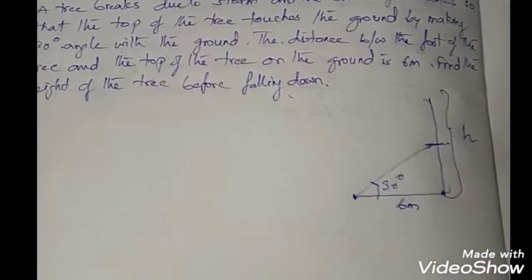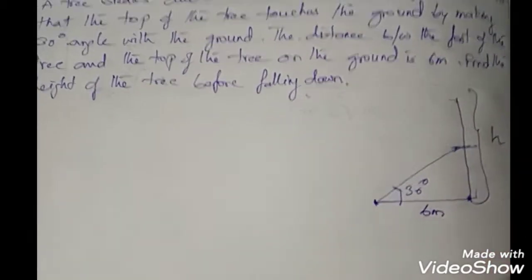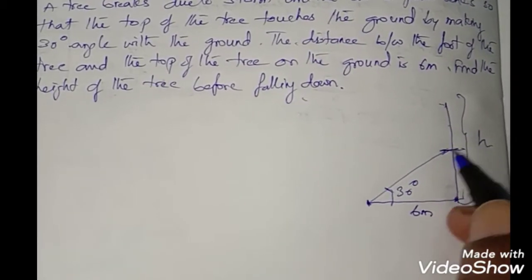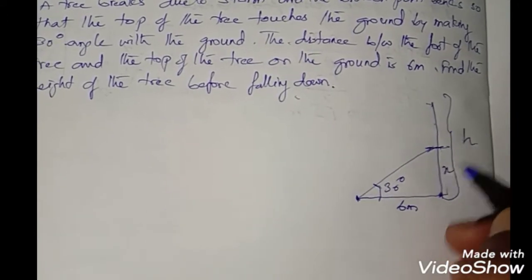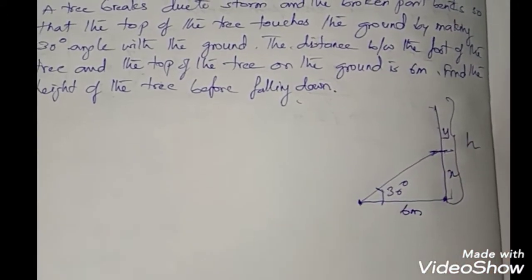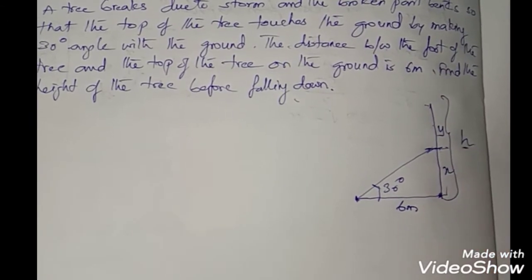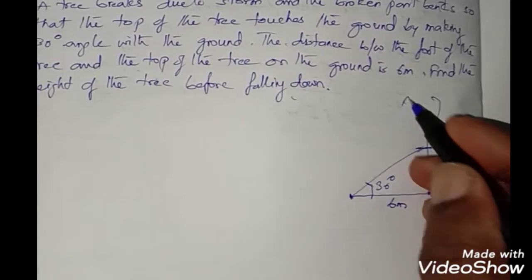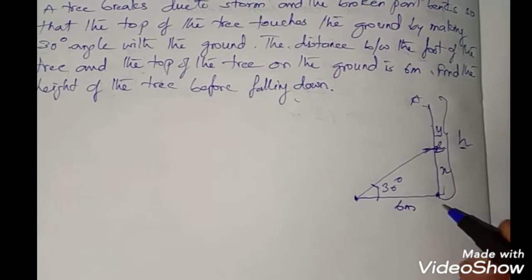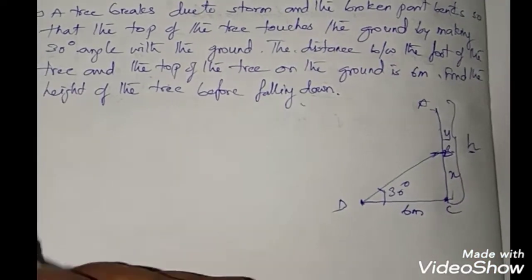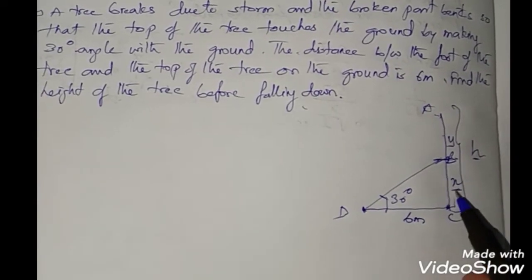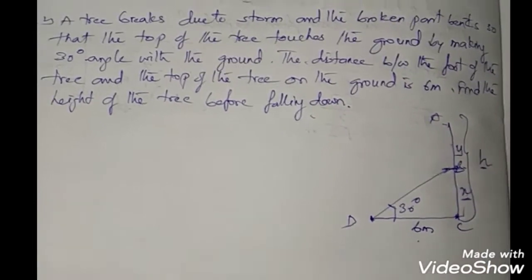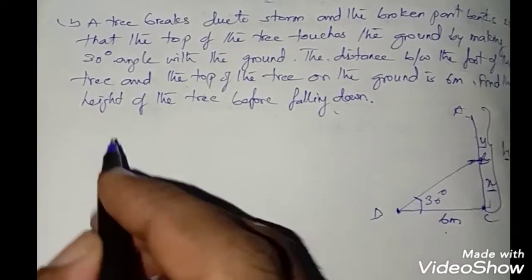Now how to find the height of the tree when you don't know where it has broken? Let us denote this part as X and this part as Y. The sum of these two is nothing but H. Now if I denote this as A, B, C and D, I need to find the value of X. To find X, here you have the opposite side and adjacent side, so we can use tan.